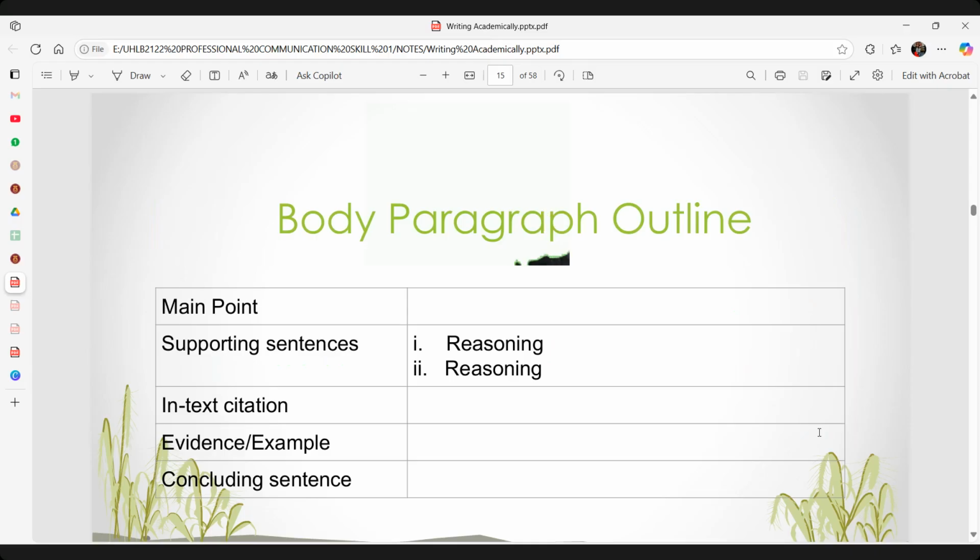And then supporting sentences, your reasoning, or your explanation. And then you need to have your in-text citation, of course. You need to have the evidence and example, of course, and then concluding sentence. Right, guys? Please do not confuse yourself, concluding sentence and conclusion. Conclusion is for the entire writing, but concluding sentence is just for an individual paragraph. Right? We good so far?